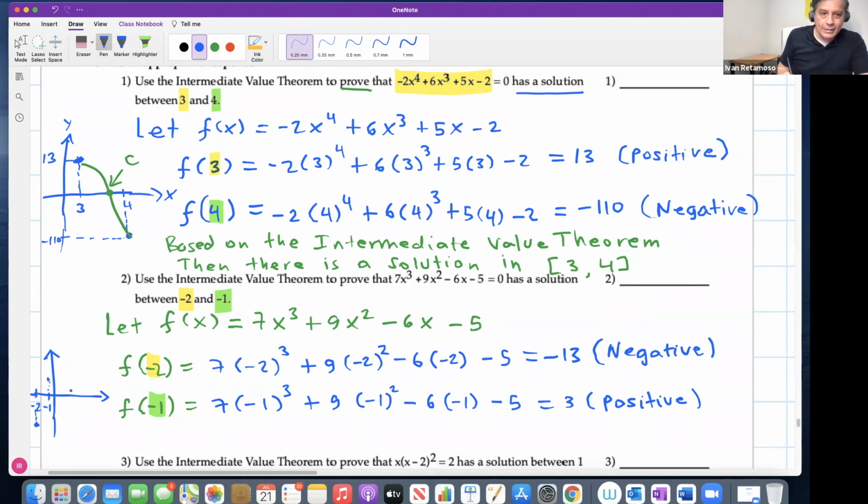Above the x-axis. But what is important is that since this function is a polynomial function, it's a continuous function, right? It's all in one piece. So it's going to go like this. So it has to hit the x-axis, no matter what. And this is the guarantee that there is a solution. That's the solution, right? They're not asking you to find a solution, they're just asking you to show, to prove that there is a solution. Very good, great.